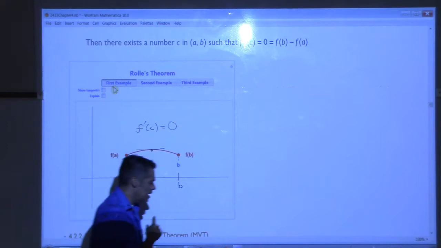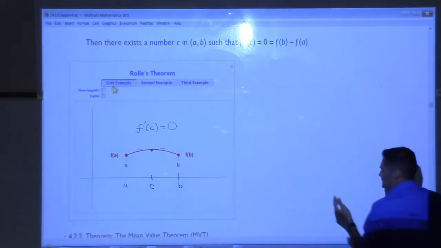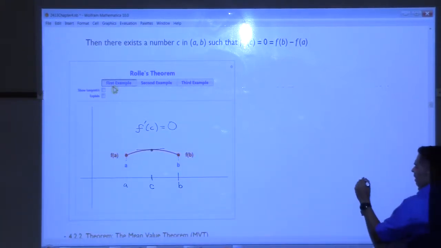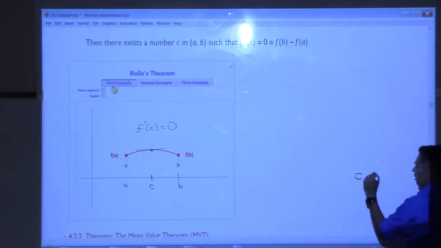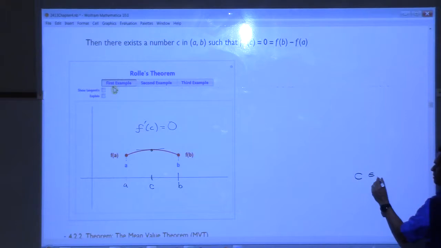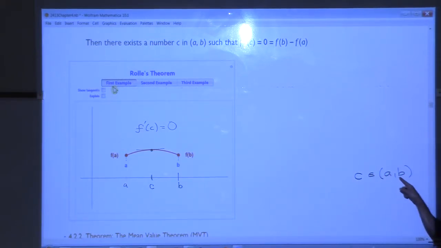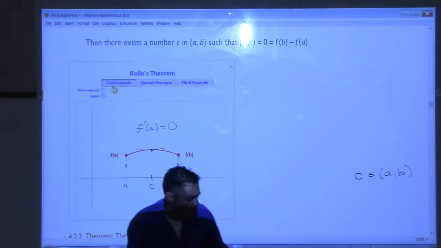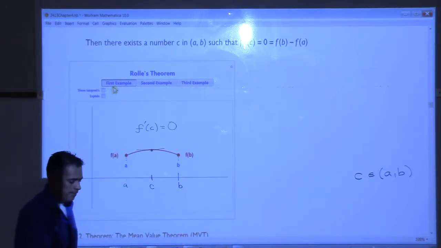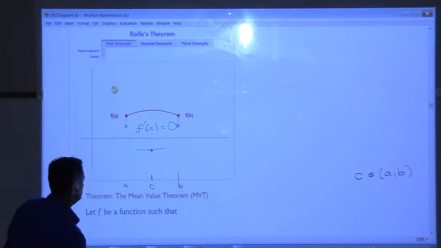The main thing I want you to take away from this, because it seems like I've repeated myself like four times now, is that the C that is guaranteed by the theorem is somewhere inside. This means C is an element of AB. That means it's inside the interval, not at the endpoints. All right, so that's Rolle's theorem. That's not the mean value theorem. Let's take a look at the mean value theorem.